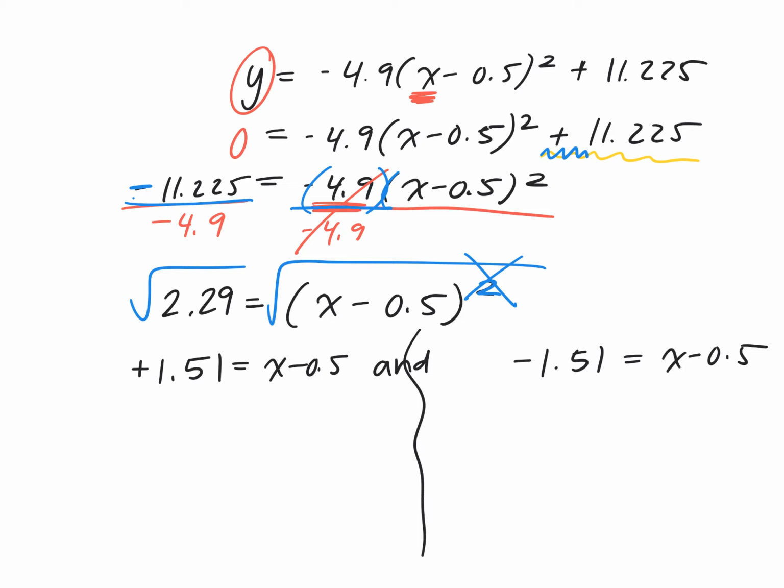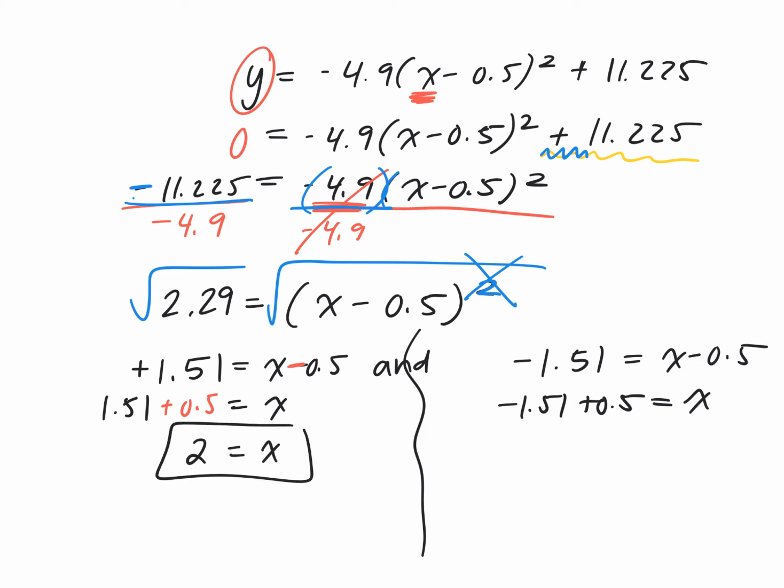Can you solve for x? So 1.51, what's the opposite of take away 0.5? Plus 0.5 equals x, and negative 1.51 plus 0.5 equals x. Remember, you're going to have one positive and one negative. What's 1.51 plus 0.5? 2, or 2 approximately. And what's this intercept? Approximately negative 1.